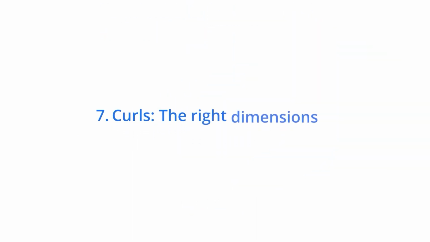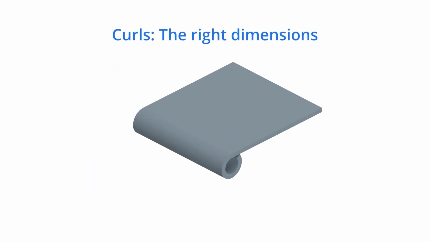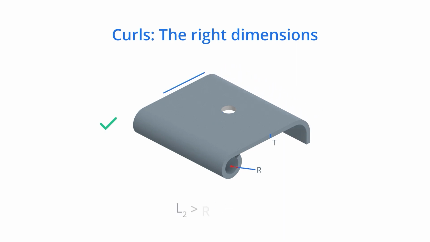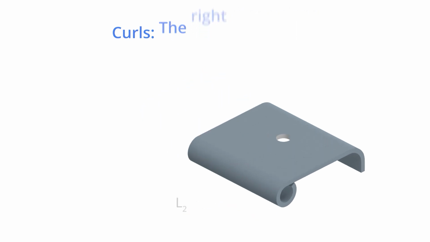Curls. The right dimensions. Curled edges are stronger and safer for handling. They are often used to remove a sharp, untreated edge and make it safe. The outside radius of curls must be at least twice the size of the material thickness. If you add holes next to the curls, place them at least the size of the curl radius plus the material thickness from the curls. Other bends should be placed at least 6 times the material thickness plus the radius of the curl from the curls. Hems. The right dimensions.